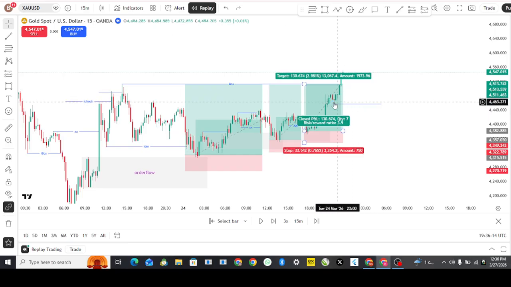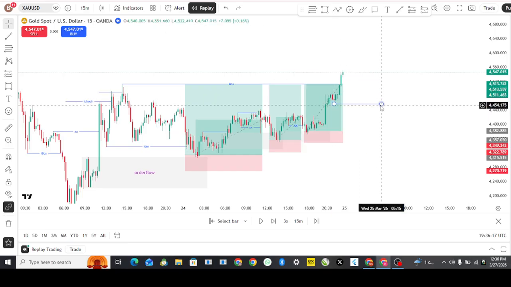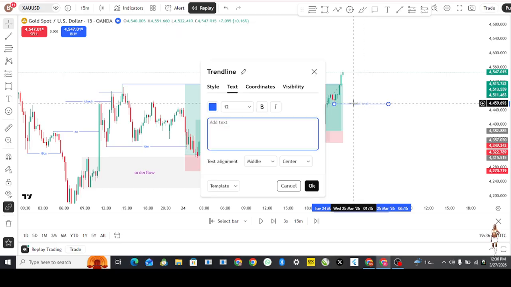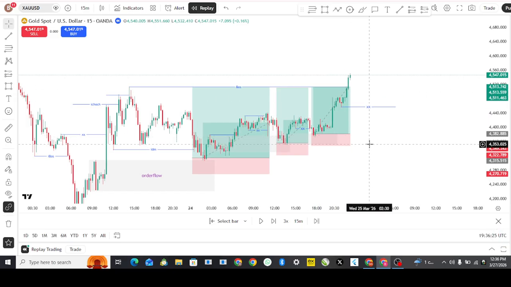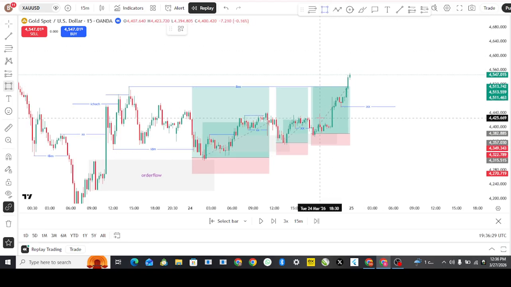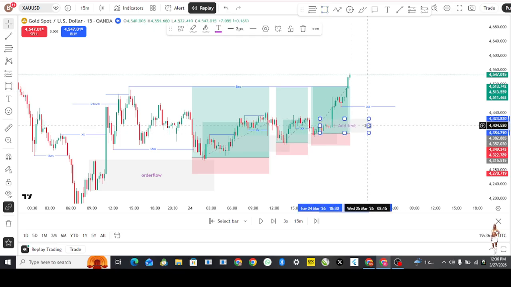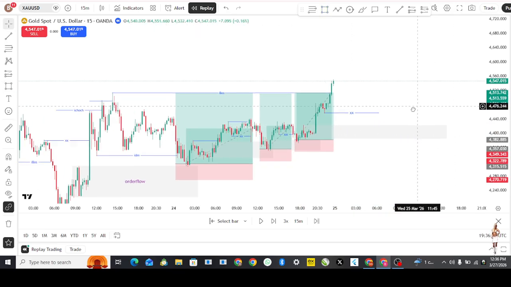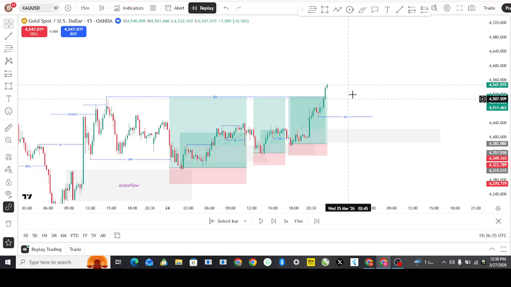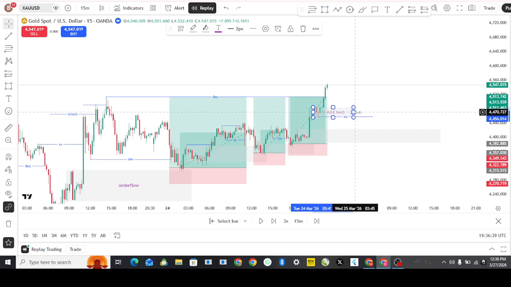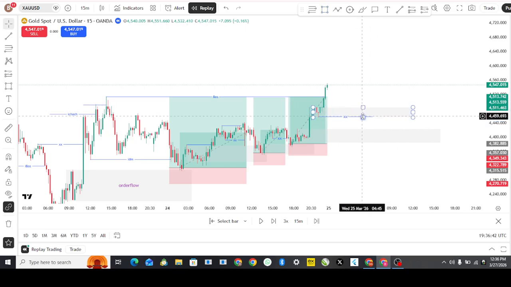Make sure you mark all your zones properly so that you do not make mistakes. Now this is our recent inducement. Let's mark it. Then where is our POI here? Then we have our POI. There is a POI here, and also some people will mark this zone as their POI, waiting for market to mitigate. But remember, there is inducement below.